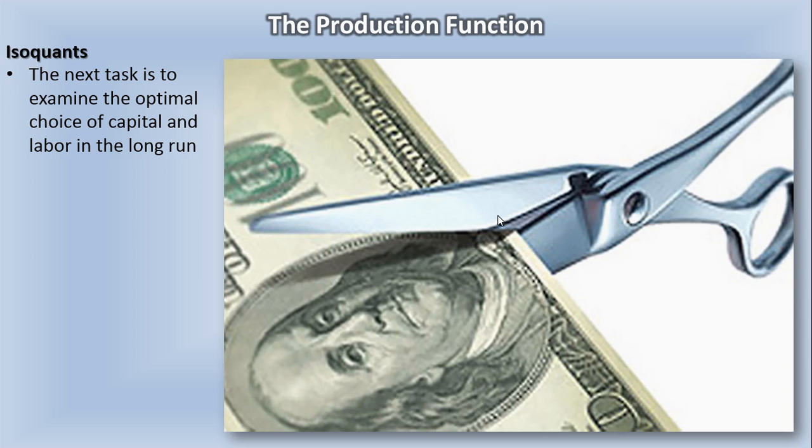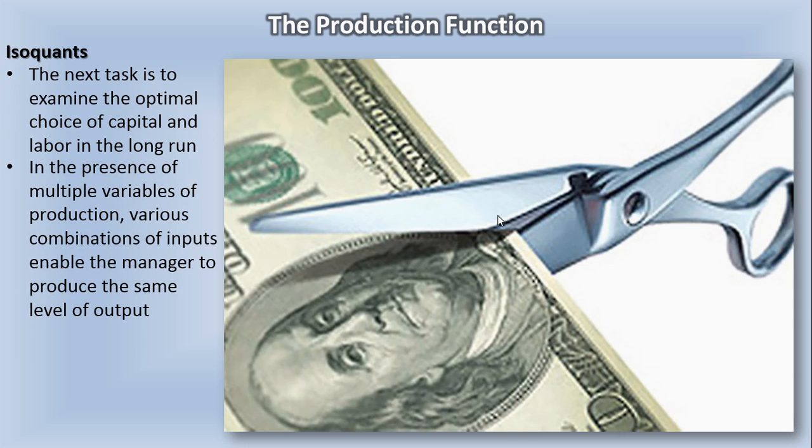So the next task is to examine the optimal choice of capital and labor in the long run. In the presence of multiple variables of production, various combinations of input enable the manager to produce the same level of output. So you might use a little bit of labor and a lot of capital, or a lot of capital and a little bit of labor, and you could produce the same amount. So the question is, how much of those inputs should you choose in order to produce the amount you're looking to produce at the lowest cost possible?